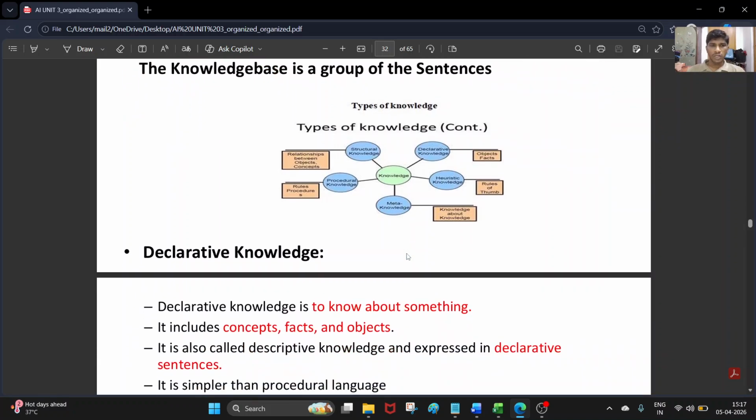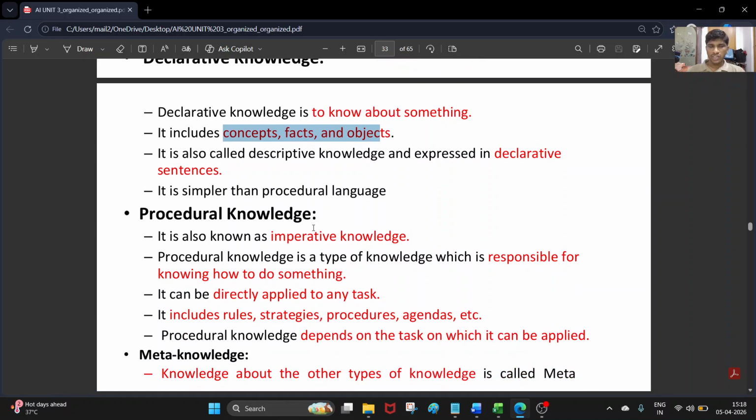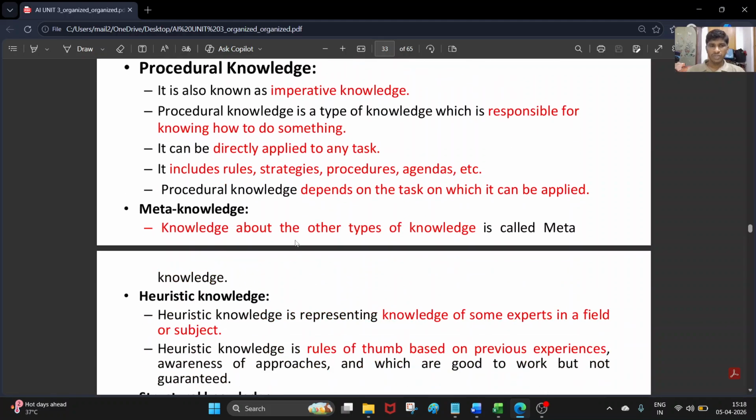So types of knowledge. What are the types of knowledge? You'll have different types of knowledge. One is declarative knowledge, heuristic knowledge, meta-knowledge, procedural knowledge, and structural knowledge. Declarative knowledge is to know about something, includes concepts, facts, and objects. Procedural knowledge is also known as imperative knowledge. It is the type of knowledge responsible for knowing how to do something. So it is a procedure of knowing something.